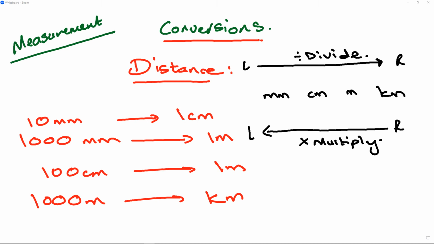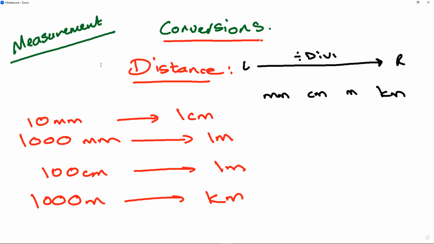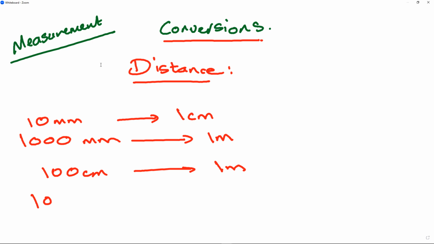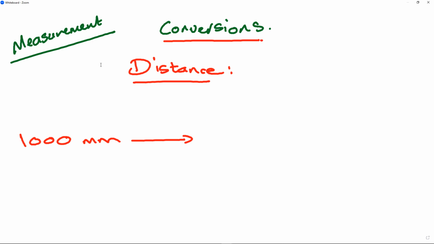Starting off today with conversions. Let's just quickly run through that one more time. So when you're going from right to left, from the smallest unit to the largest unit, from millimeters to kilometers, remember 1000 millimeters is 1 meter. You can memorize that if you want.